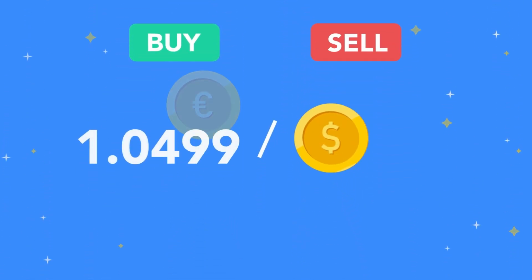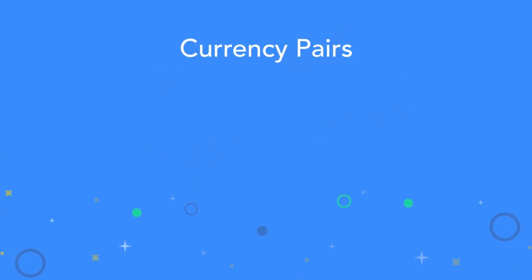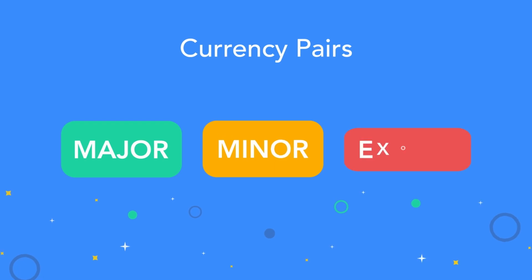The buy price is called the bid, and the sell price is called the ask. There are three types of currency pairs: major, minor, and exotic.